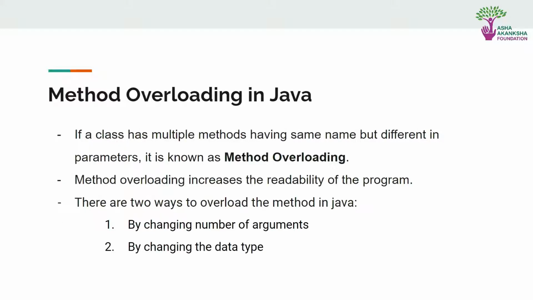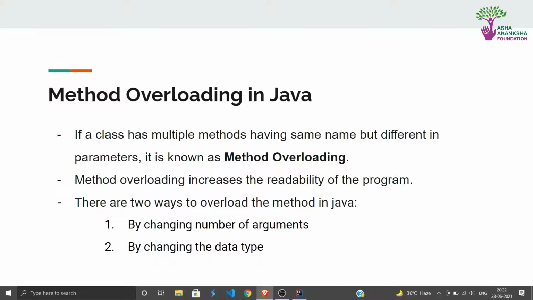First of all, we'll go to method overloading. In method overloading, if a class has multiple methods having the same name but different parameters, it is called method overloading. So what we're doing is having the same function name, but the parameters are different. It increases the readability of the program. It becomes much neater, and there are two ways in which we can overload our methods, which are by changing the number of arguments or by changing the data type.